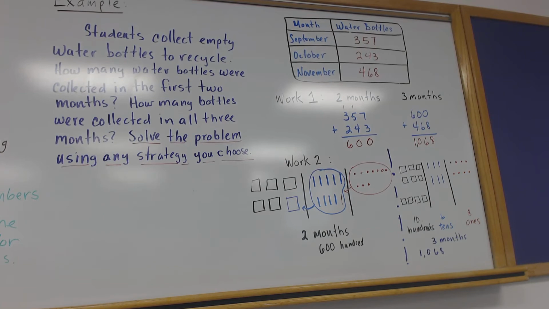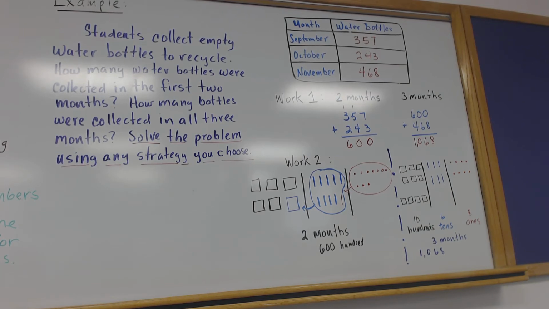So let's look at the little graph that they give us to work on. We have a little graph which has headings for month and water bottles. In the month of September, they collected 357 bottles. In October, they collected 243 bottles. And in November, they collected 468 bottles. And these are two examples of two different works that kids did.